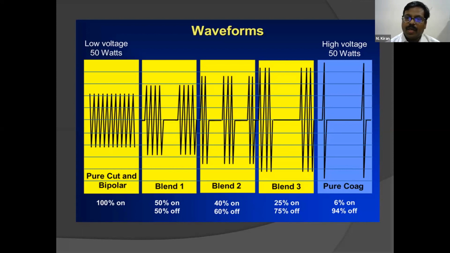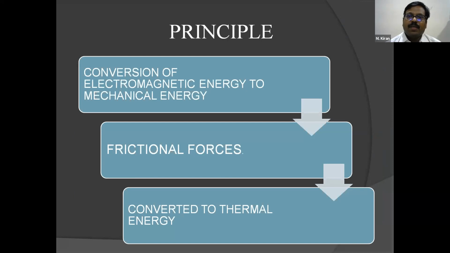In blend 2, 40% it will be on and 60% it will be off. Like blend 3, 25% it will be on and 75% it will be off. In pure coagulation, 6% of the time it will be on and 94% the power will be off. Not the complete duty cycle, the internal cycle will be adjusted. This is the basic principle.